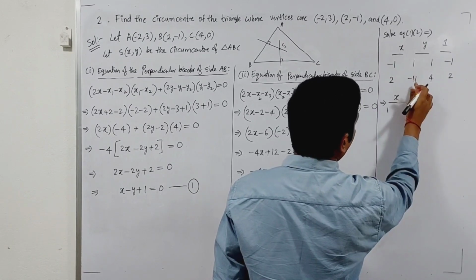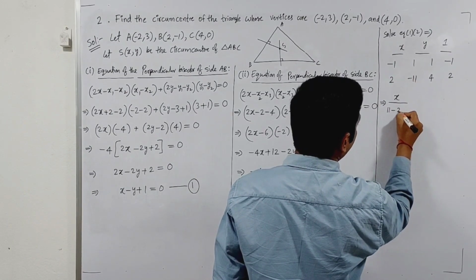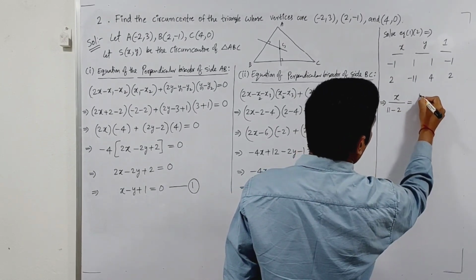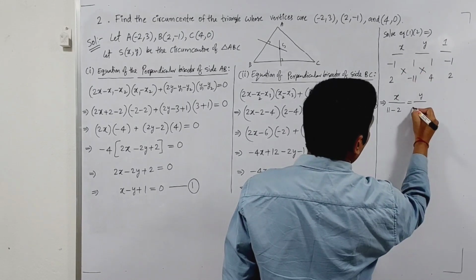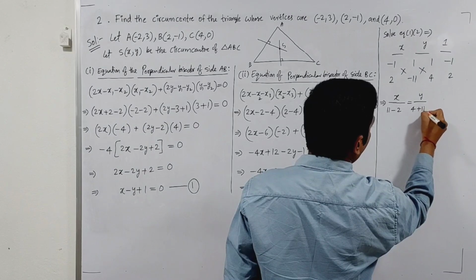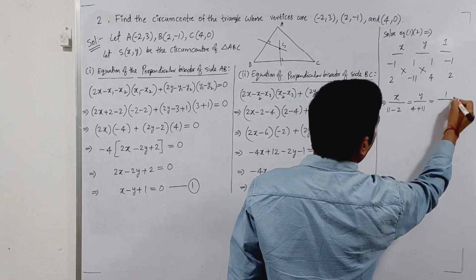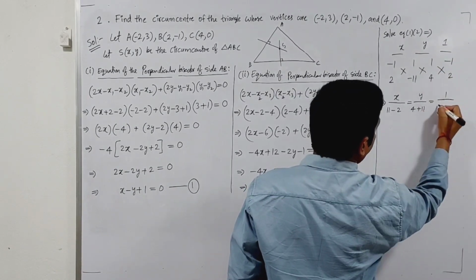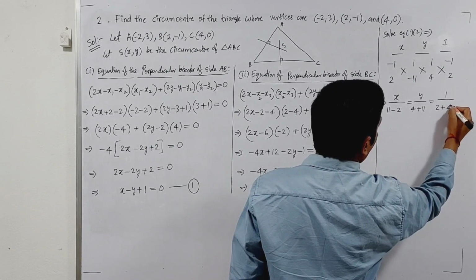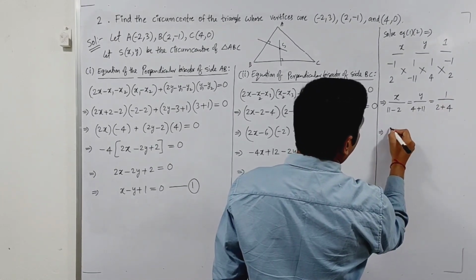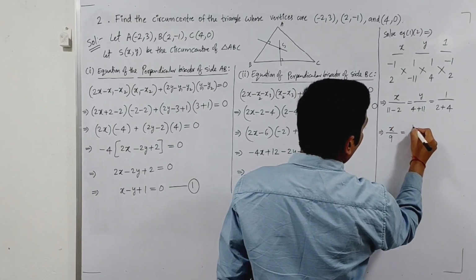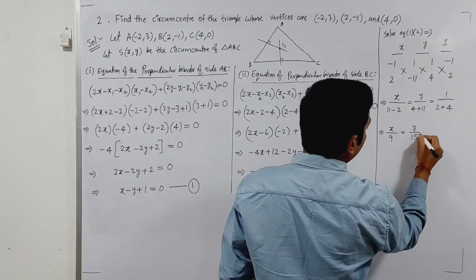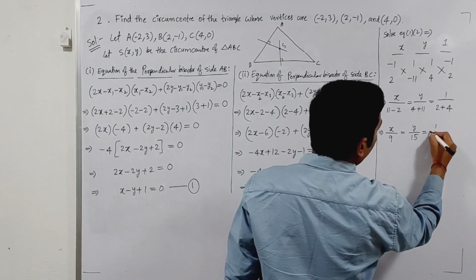1 into minus 1 into minus 11 plus 11 minus 2, is equal to y by AD minus BC. Here also, 4 minus of minus plus 11 is equal to 1 by, here also AD minus BC concept, 2 minus of minus plus 4. From this, x by 11 minus 2, 9, equal to y by 15, equal to 1 by 6.